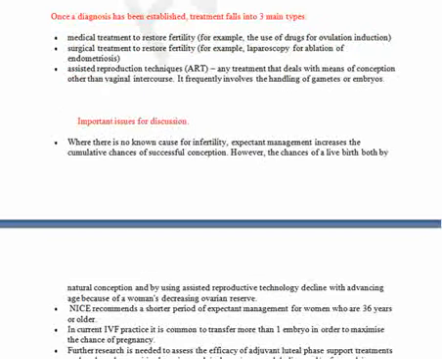Once a diagnosis has been established, treatment falls into 3 main types. Medical treatment to restore fertility, for example, the use of drugs for ovulation induction. Surgical treatment to restore fertility, for example, laparoscopy for ablation of endometriosis. Assisted reproduction techniques, or ART, any treatment that deals with means of conception other than vaginal intercourse. It frequently involves the handling of gametes or embryos.